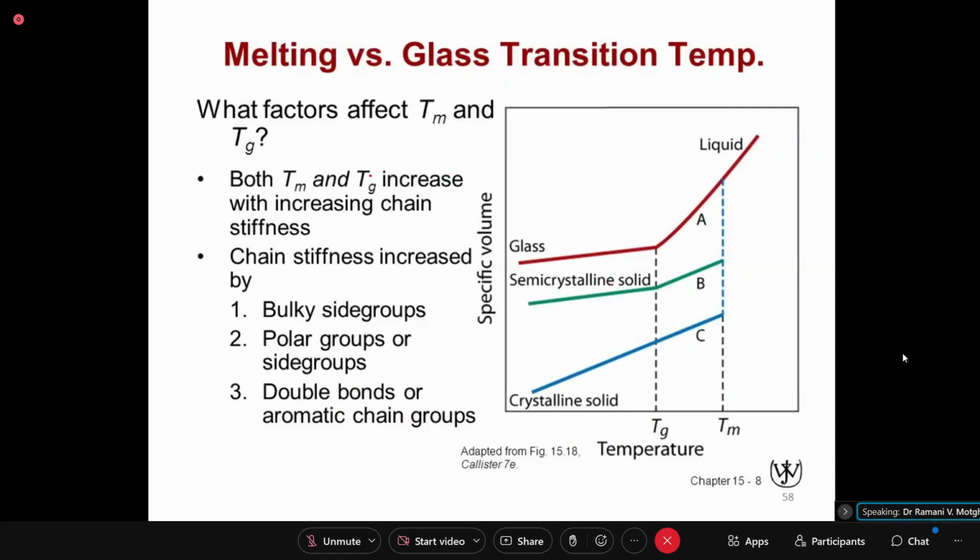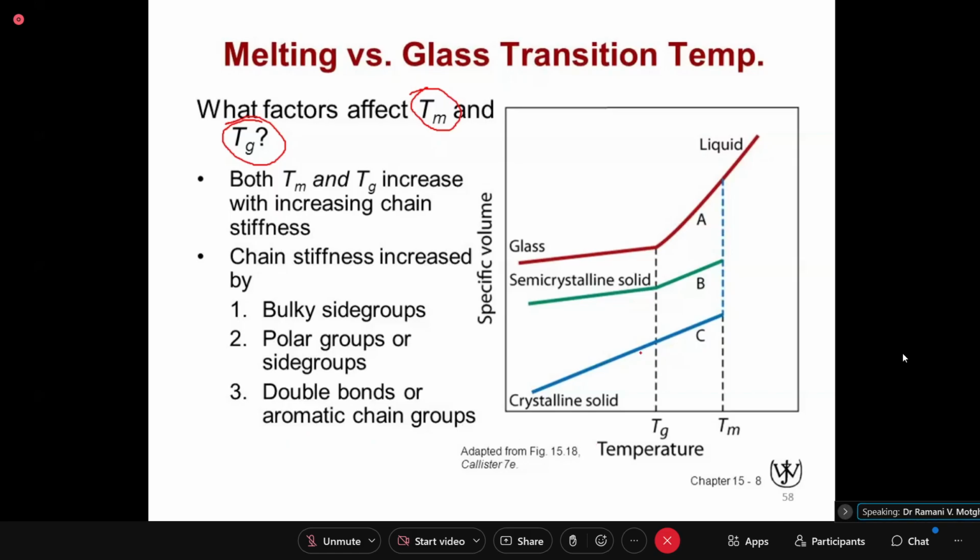Then melting versus glass transition temperature. Now what we see is what factors affect the TM, that is melting point, and TG, that is glass transition temperature. Now both TM and TG increase with increasing chain stiffness. Chain stiffness is increased by bulky side groups, polar groups or side groups, double bonds or aromatic chain groups.